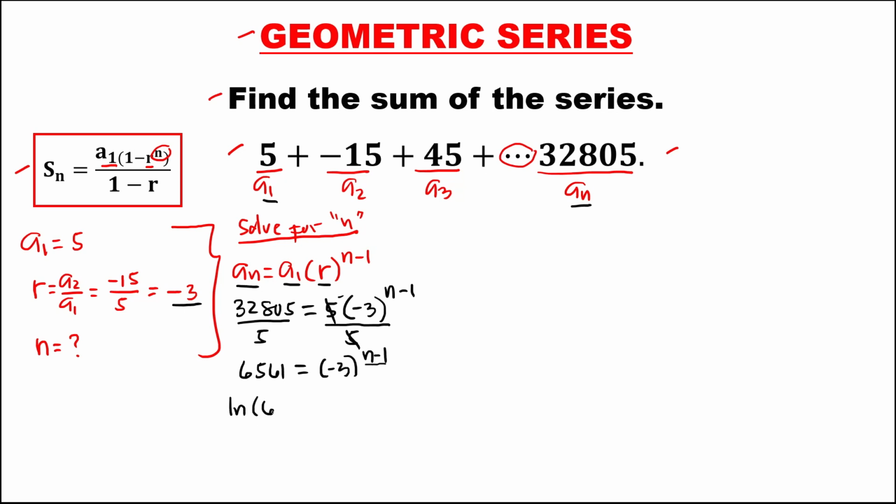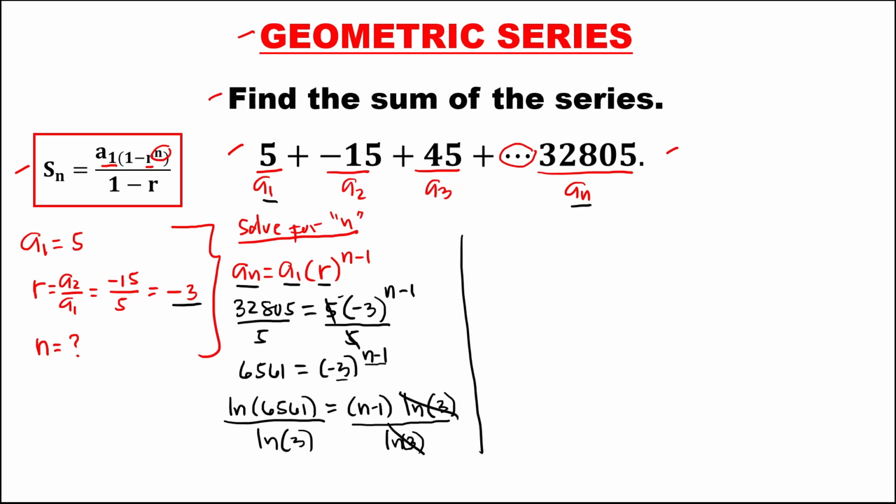So ln 6561 equals, so we can bring down this n minus 1, then times ln 3. So we need to ignore the negative because there is no negative logarithm. So just ignore the negative. Then to solve for n, divide both sides by ln 3, so cancel.